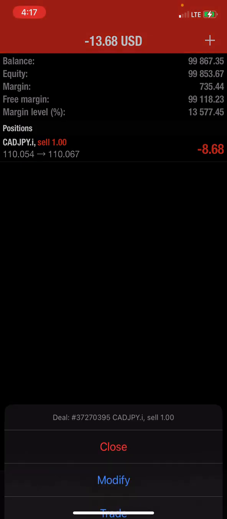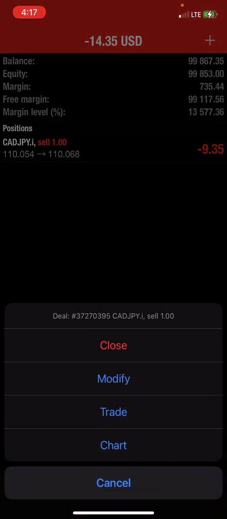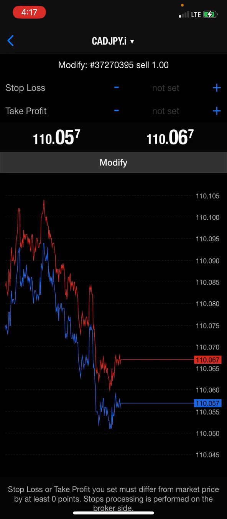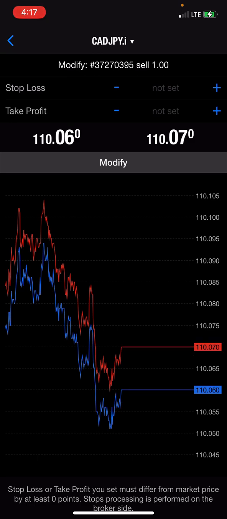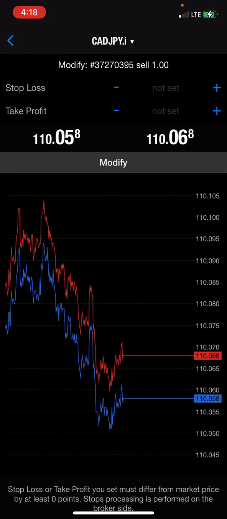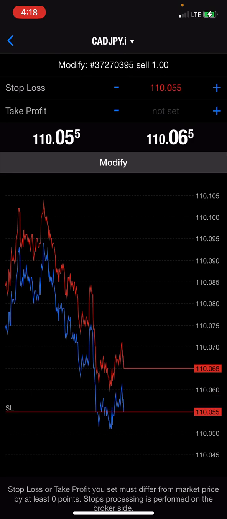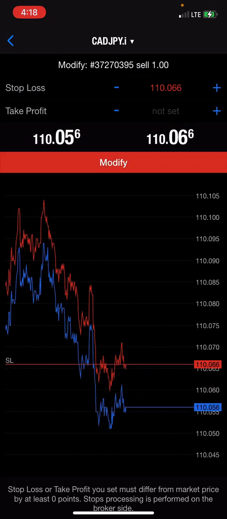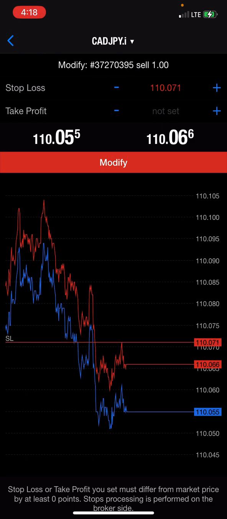If I click on here and just hold it, it says modify. I normally don't look at it like this because I'm still in a negative. But I want to show you what I mean by this. As it drops down more, I'm then going to come and put my stop loss down. Let's say it's here. Well, I'm in the negative right now, so it won't even let me put my stop loss.